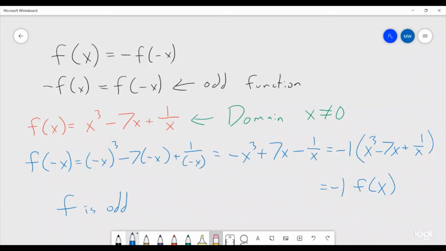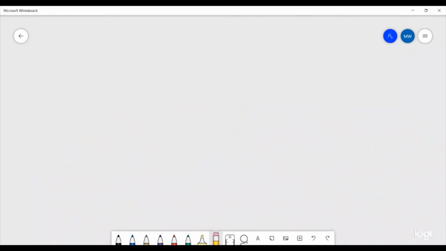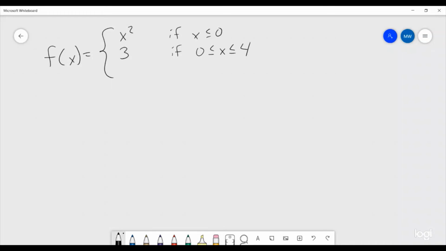Let's now look at a piecewise function and figure out how we might be able to graph that. So let's say that f of x is defined piecewise. f of x is equal to x squared if x is less than or equal to 0, 3 if x is between, so let's put 0 less than or equal to x less than or equal to 4, and then negative x if x is bigger than 4.